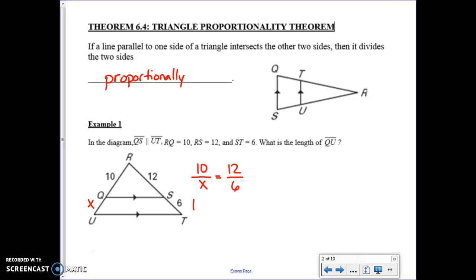So I get 12x equals 10 times 6, which is 60. And I'm going to divide by 12 on both sides. So I get x equals 5. And so the length of QU then would be 5. So it divides it proportionally. It cuts it apart at the same proportion, at the same rate or ratio.